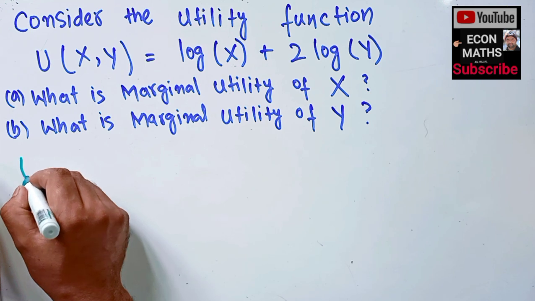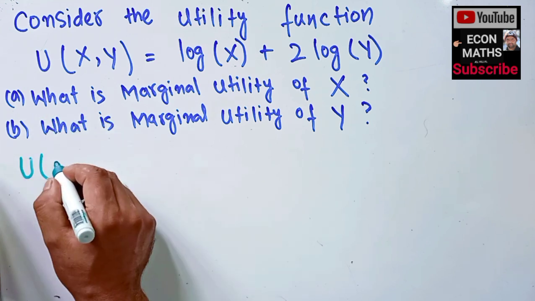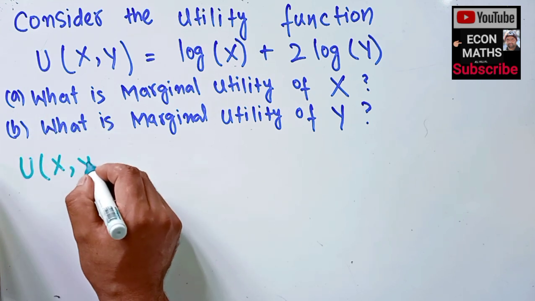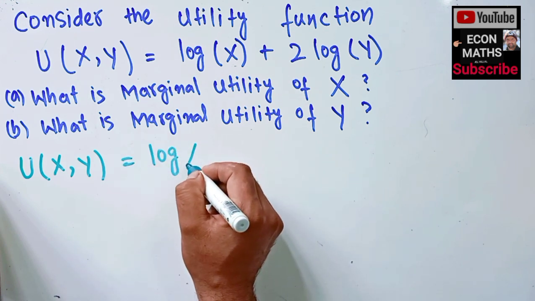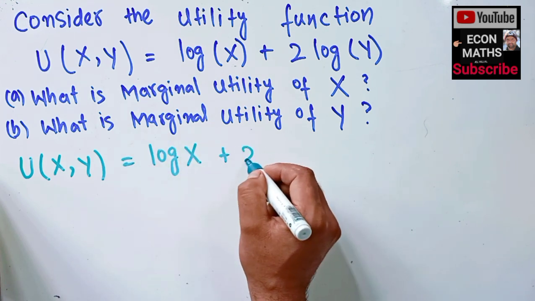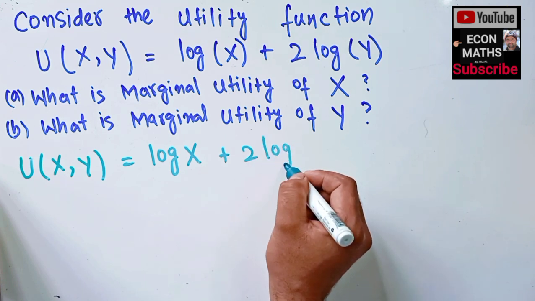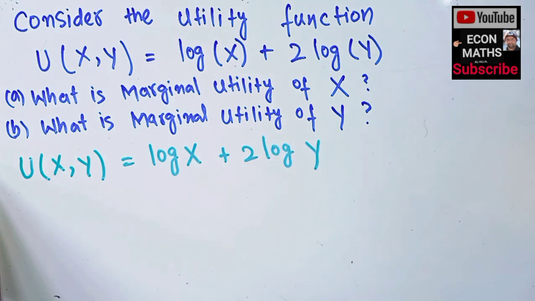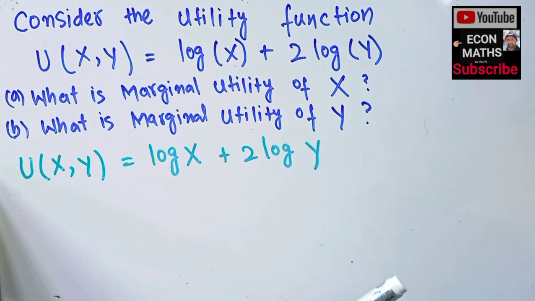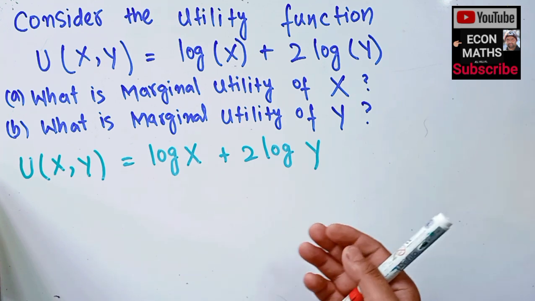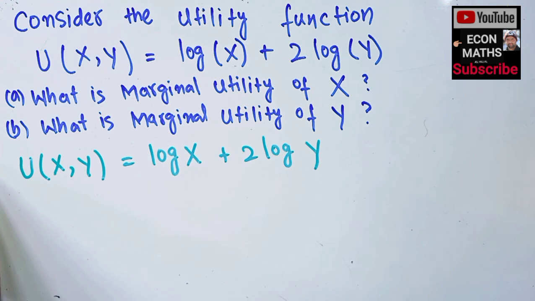We have been given the utility function u, that is utility is a function of two goods x and y, which is equal to log of x plus twice log of y. First question is to find out the marginal utility of good x. By marginal utility of good x, what we mean is how much our total utility changes when there is 1 unit change in the consumption of good x.